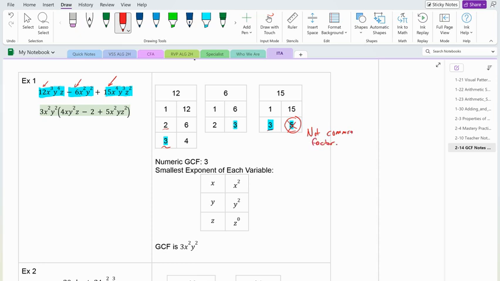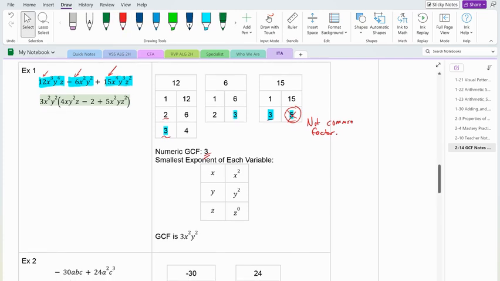All right, so 3 is the numeric greatest common factor. For the smallest exponent of each variable, we can just look at each term. We'll start by looking at the x's. So we have x to the third, x squared, and x to the fourth. So the smallest exponent is x squared.